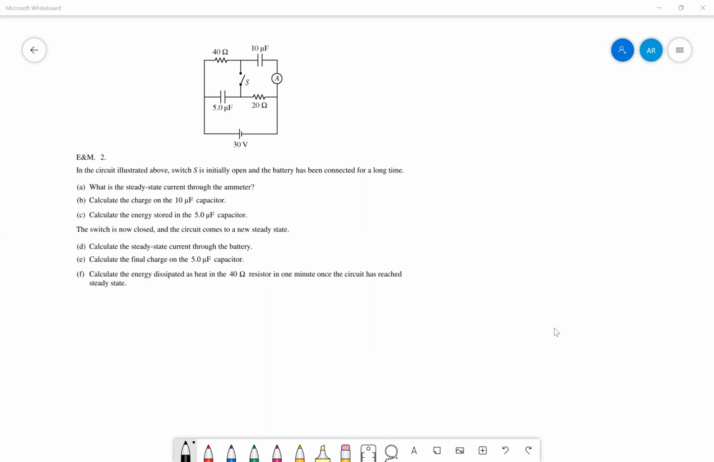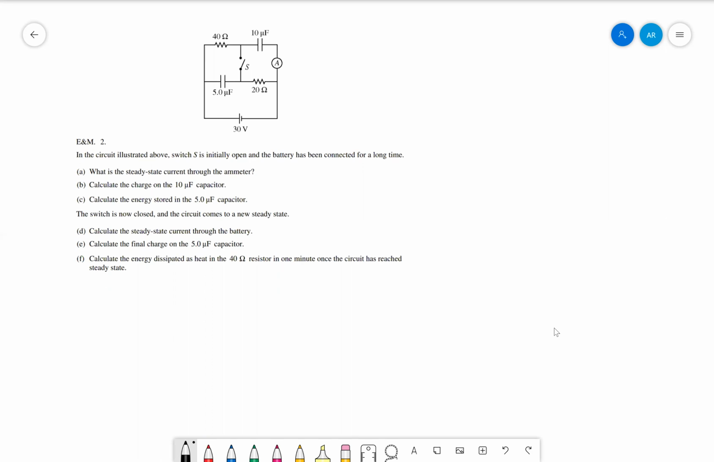Okay, so this is the second question from the 2010 exam, and let's read it. In the circuit illustrated above, switch S is initially open and the battery has been connected for a long time. Okay, so we initially have an open switch and the battery has been connected for a long time. We know this information. And part A asks, what is the steady state current through the ammeter?